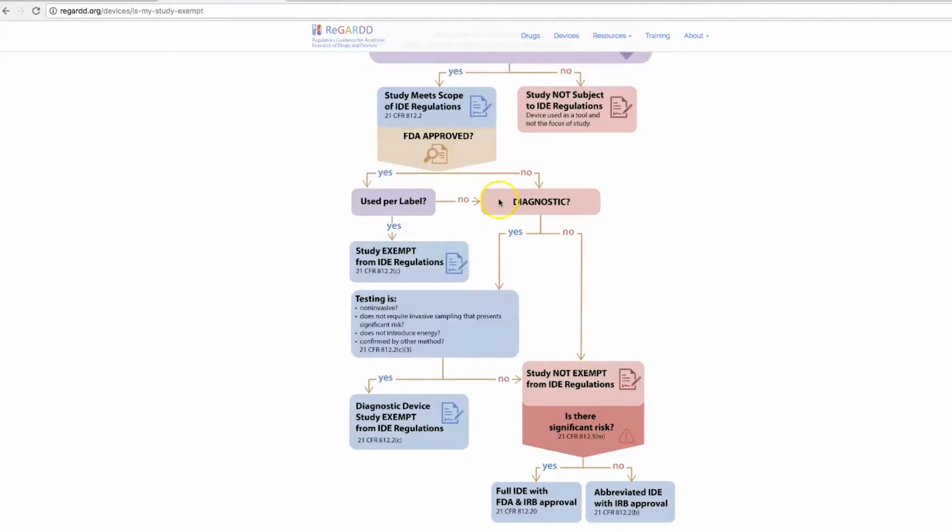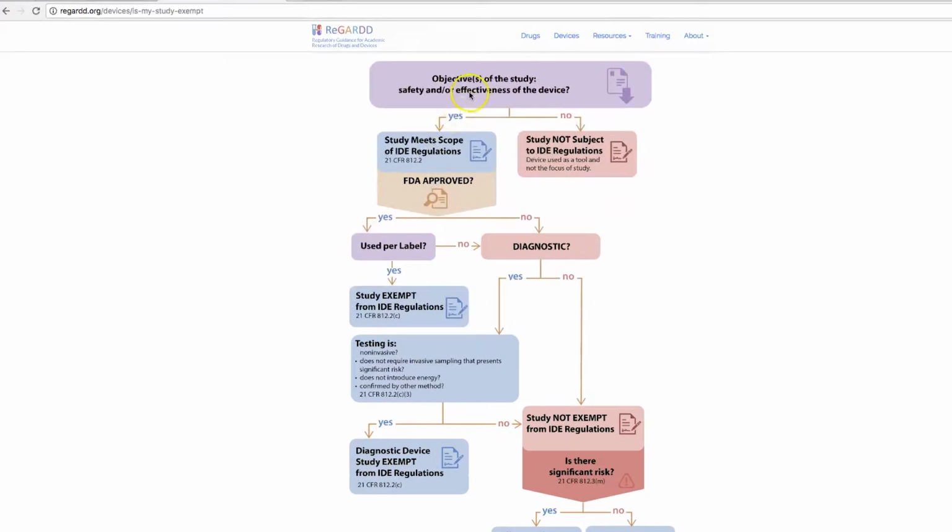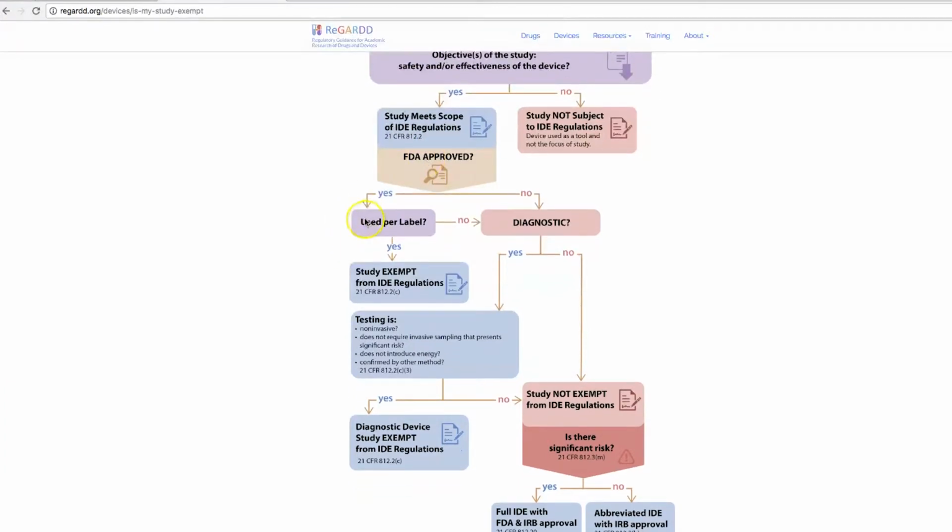So let's go back up here. You answered yes. The objective of the study is the device itself. And in this case, it's an FDA-approved product. So then the next question, are you using it as approved on the label? If no, then you follow the same path that we did for diagnostic. If the answer is yes, it's being used per label, very simple. Study is exempt from IDE regulations.